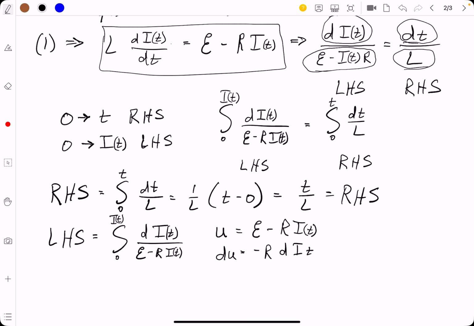So that means if we solve for di of t, because that's what we really want, right? We want this di of t in the numerator, this bit right there. So we're going to solve it for that. Our di of t is equal to minus du over R.